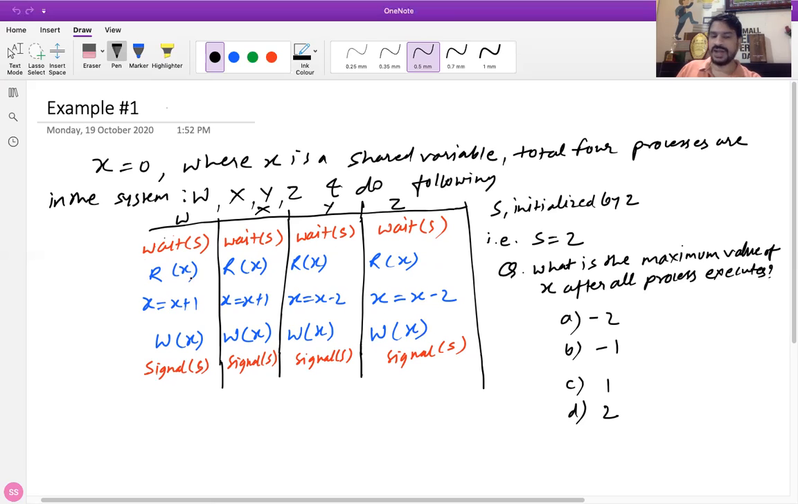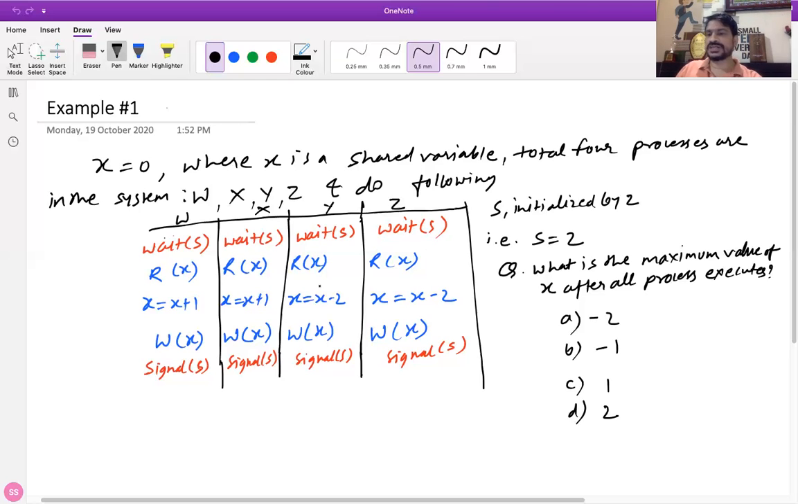Because we are reading the value of X, we are updating it, we are writing it, and we are playing with the value of X. So that particular portion which I have written in the blue color is a critical section. Wait is an entry section and signal is an exit section. Okay, so I think you understood the problem.